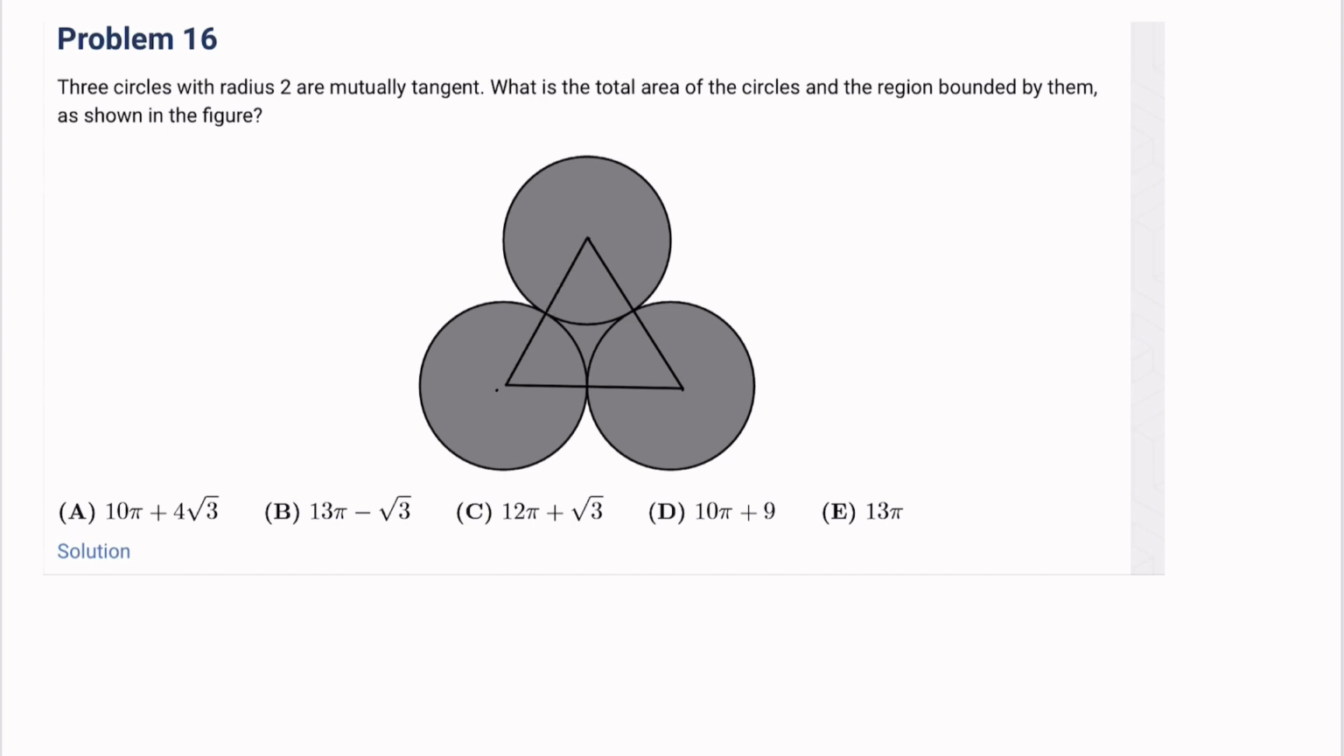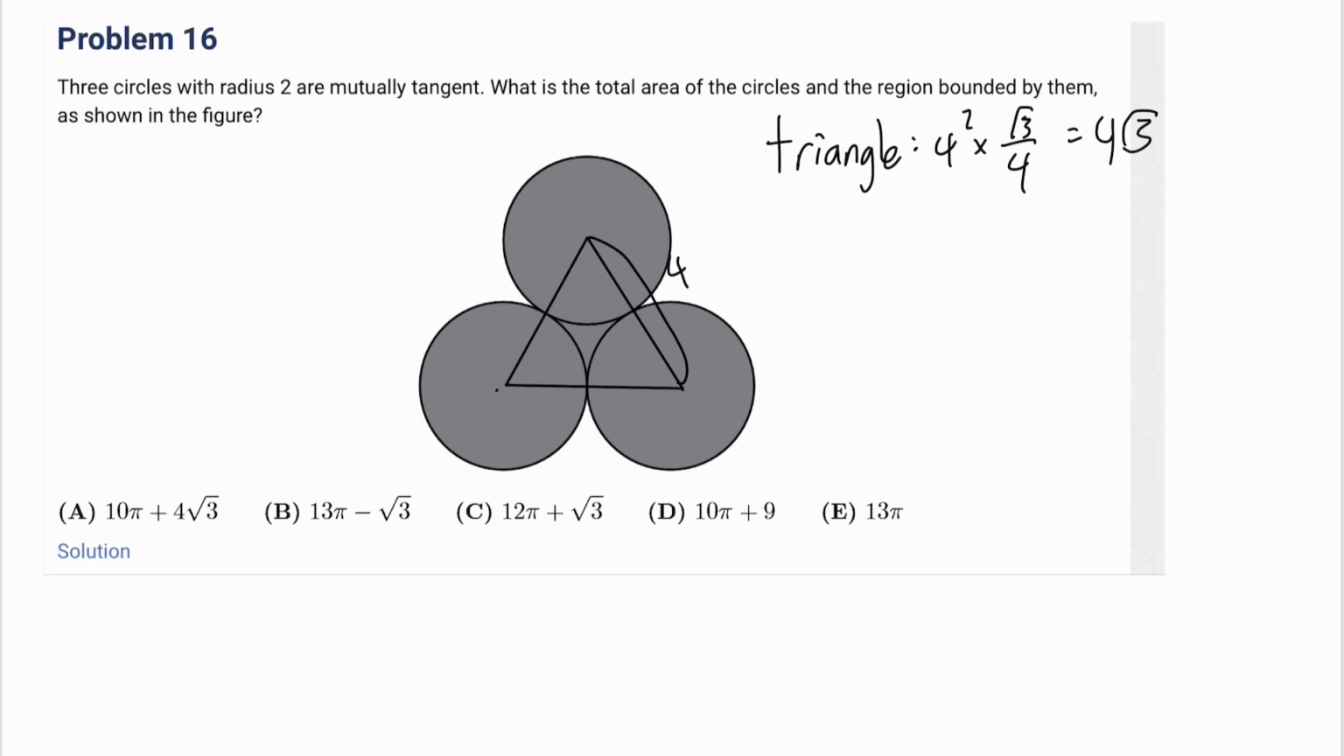And so that will be our equilateral triangle. And so the radius is 2, so this much is 2, so that means this whole thing is 4, right? And so the triangle area would be 4 squared times root 3 over 4. This is 4 root 3.